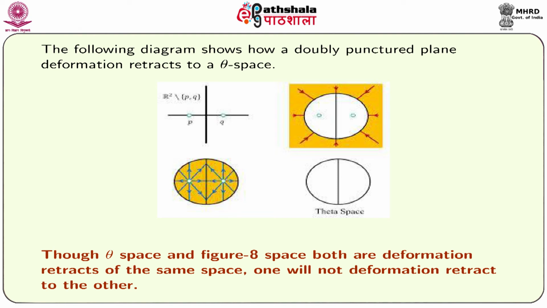Now, it is not very hard to see that the theta space and figure 8 space, these are not deformation retracts of one another. That means, theta space cannot be deformed to get its deformation retract as figure 8 space. Similarly, figure of 8 cannot be deformed without altering the points on figure 8 to get a shape like a theta space.